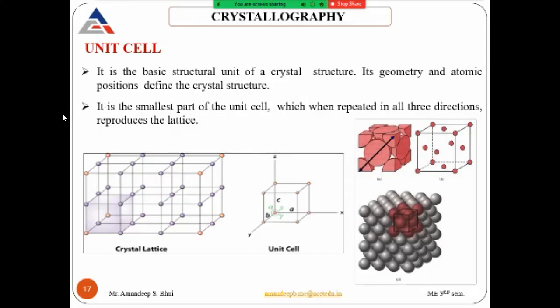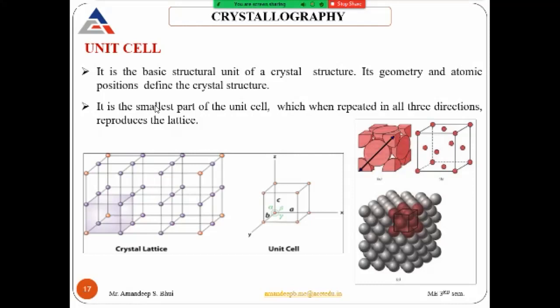Now this unit cell, if I place unit cell on top of unit cell on the right hand side, everywhere, if I repeat this in all three directions, that is x, y, and z direction, I will form the crystal lattice. So this unit cell on the right hand side is my smallest basic part of the crystal lattice. If repeated in all directions, it forms the crystal structure. Okay.